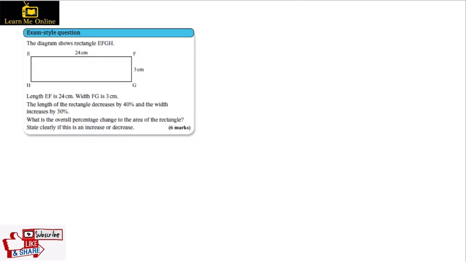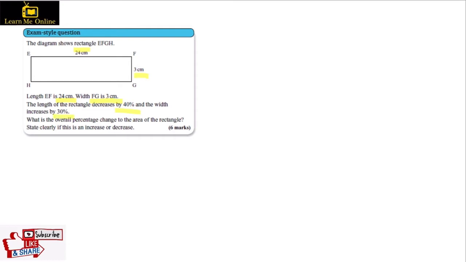Here we have the next example, and it is an exam style question. We're going to read and highlight the key information. This is a rectangle EFGH. The length of EF is 24 and the length of FG is 3 centimetres, which they have mentioned over here as well. The length of the rectangle is decreased by 40% and the width is increased by 30%.